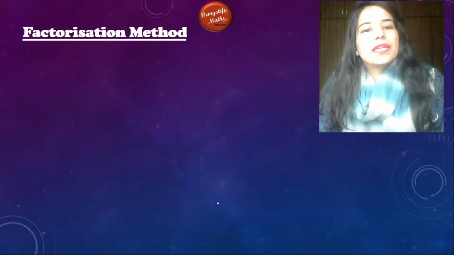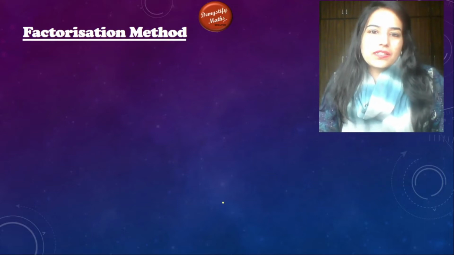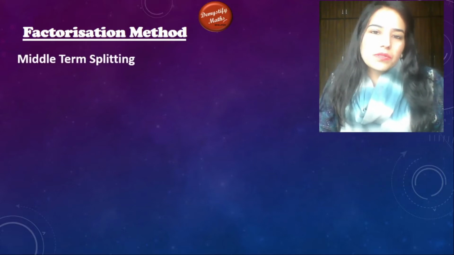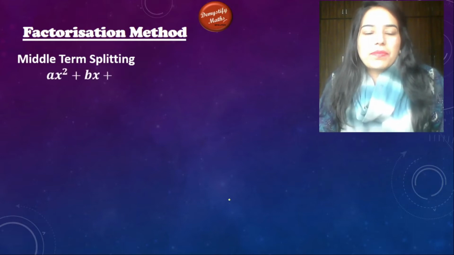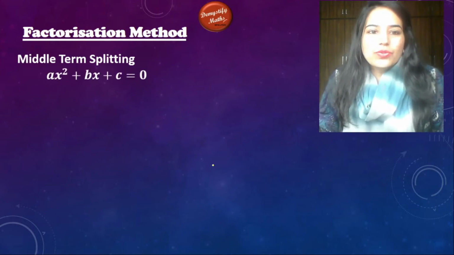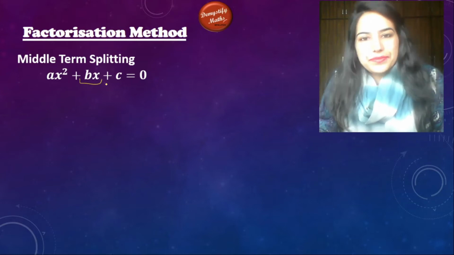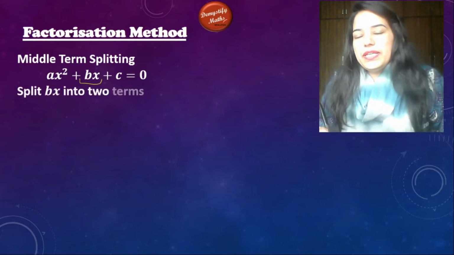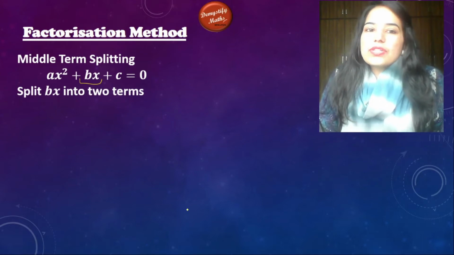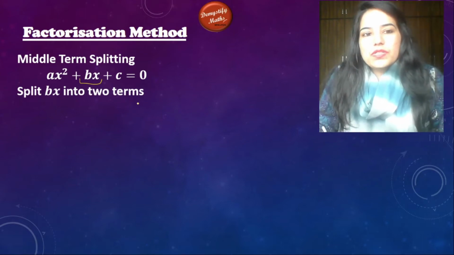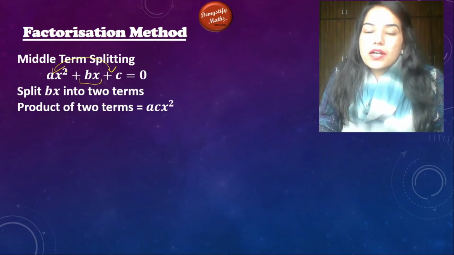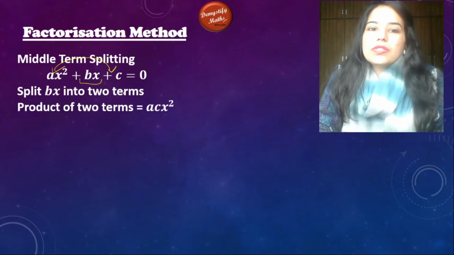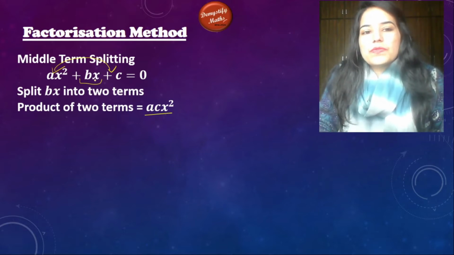So let's begin with the first one, factorization method. It is often called as middle term splitting also. So if you are given ax square plus bx plus c equals to 0, middle term needs to be split, right? So split bx into two terms such that the product of those two terms should be equals to the product of the first term and the last term, right? So that means acx square should be equals to the two terms product.